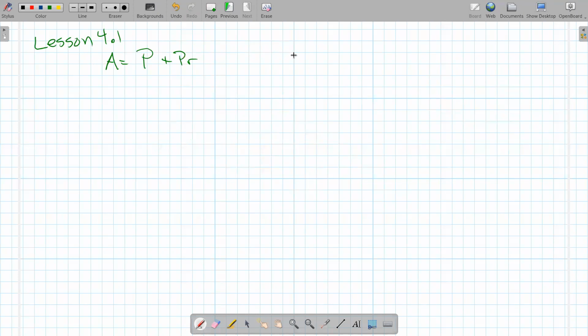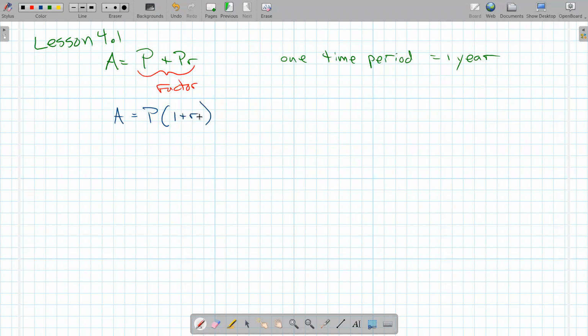Now this formula right here is just for one time period, which for us at the moment, we're going to measure in years. And we're just going to repeat this calculation each year. Now, remember from the last section, we know we can factor something like this. So another way to write that formula would be A equals P times, if we factor the P out, 1 plus R. So we have a couple ways to think about this formula. The second one is the better way to think about it.